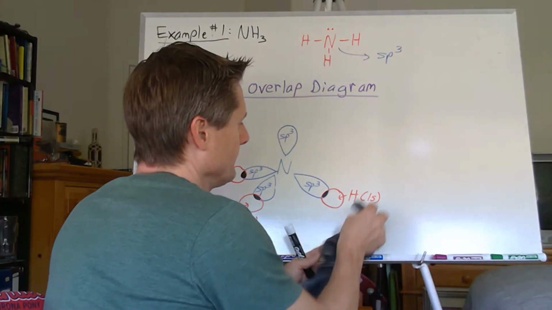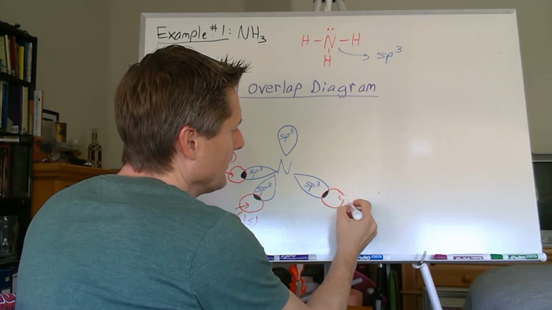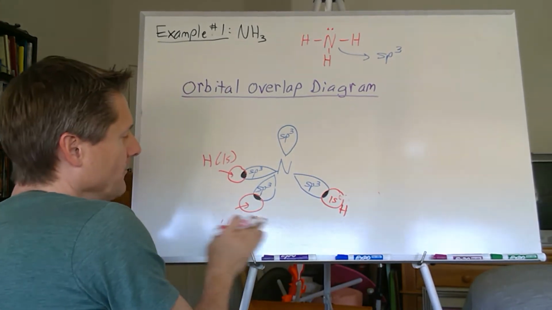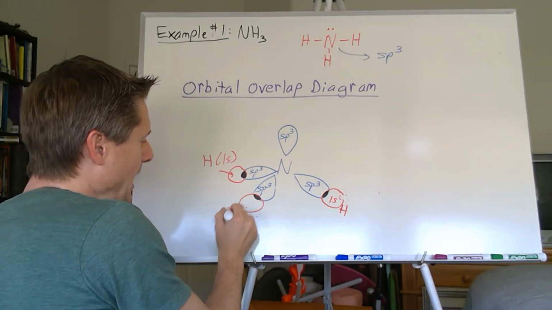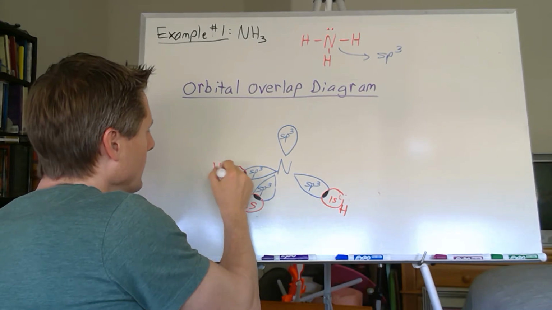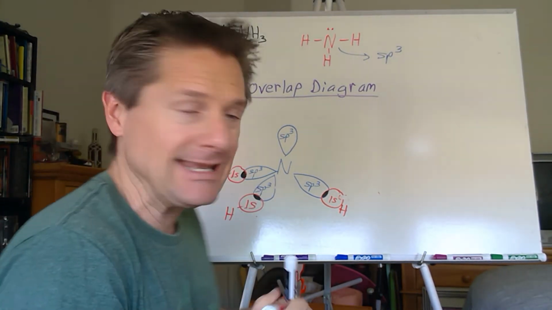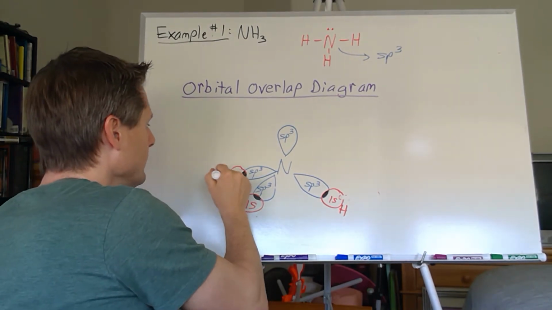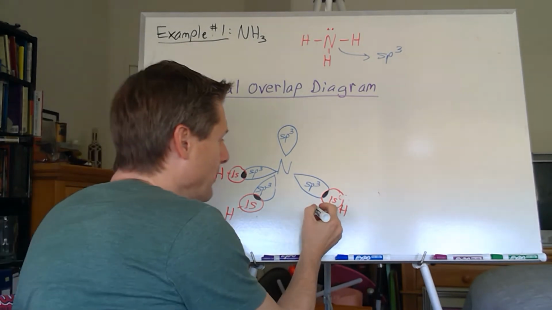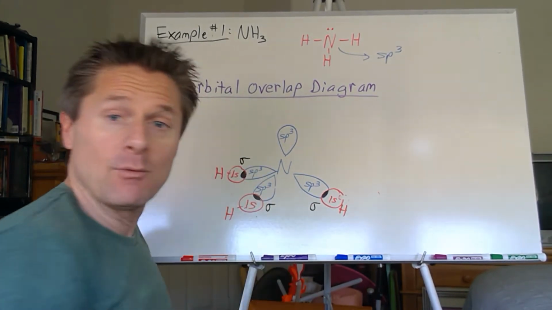So we can get it in there. Let's do it like this. Let's draw the hydrogen there and the 1s like that. We can do it. Yes, we can. We just have to draw really small. Draw tiny. There we go. And since that's a head-on overlap, that would be a sigma bond. That would be a sigma bond. And that would be a sigma bond.